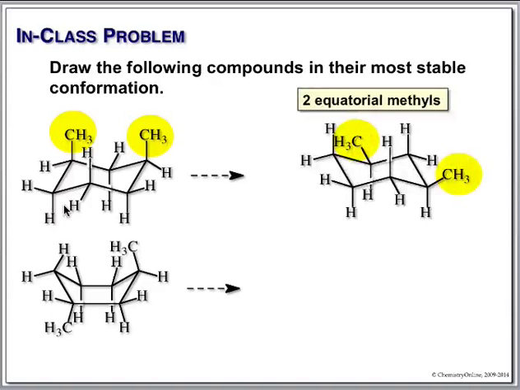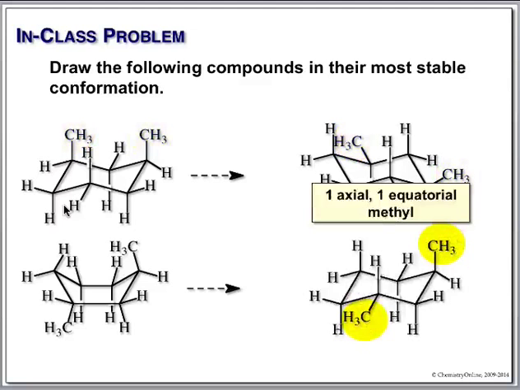This guy's a boat again. Once again, I would simply draw a chair. I would put my bonds in on carbons 1 and 3. Methyl is going to be above hydrogen, hydrogen above methyl. So you take the chair that you drew with these empty bonds, put methyl up, hydrogen down, hydrogen up, methyl down. Methyl above hydrogen, methyl above hydrogen, hydrogen above methyl, hydrogen above methyl.